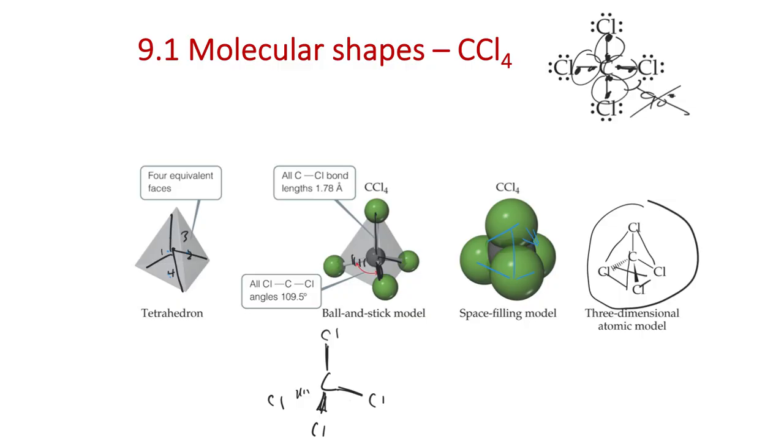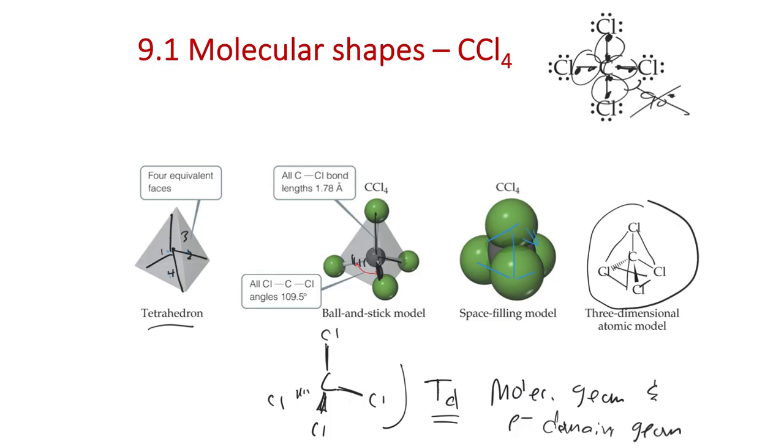But here we see that this structure here, we call this the tetrahedron. We call this the tetrahedral molecular geometry. We often symbolize it just as TD, and that's our molecular geometry. And we also call this the electron domain geometry for this molecule. So it's the domain geometry taken by all of its domains. All the domains happen to be bonding domains, though, for this molecule.